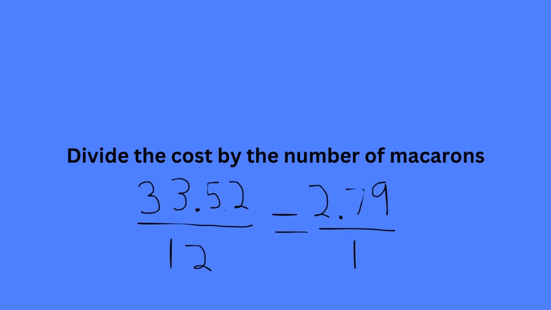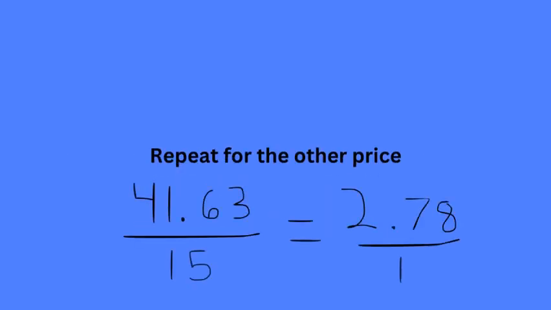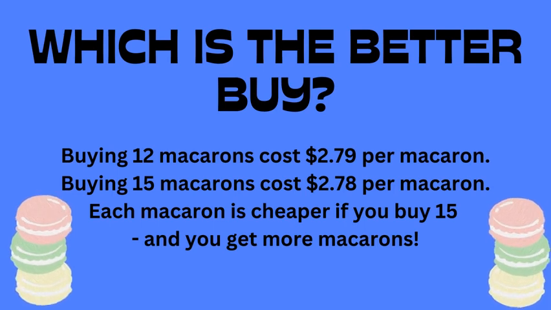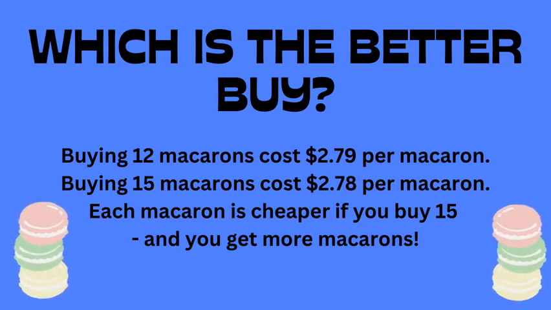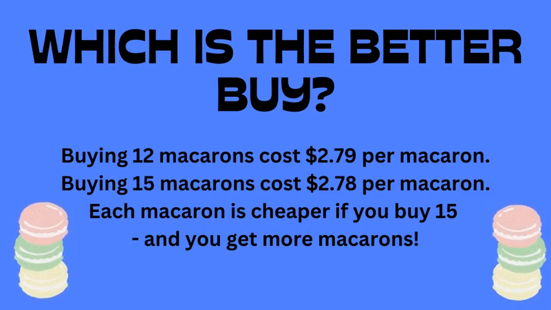You have to divide the cost by the number of macarons. Repeat for the other price. Buying 12 macarons costs $2.79 per macaron. Buying 15 macarons costs $2.78 per macaron. Each macaron is cheaper if you buy 15, and you get 3 more.